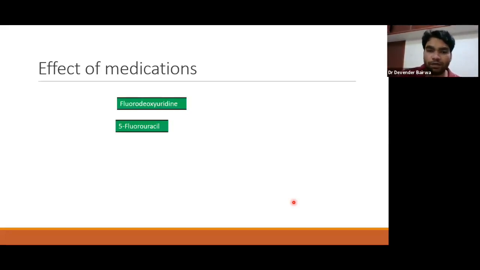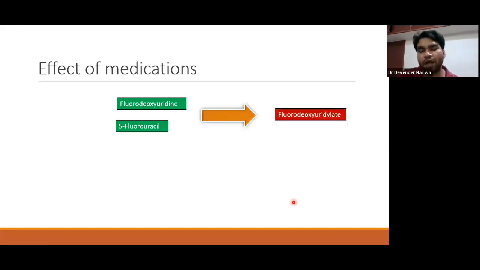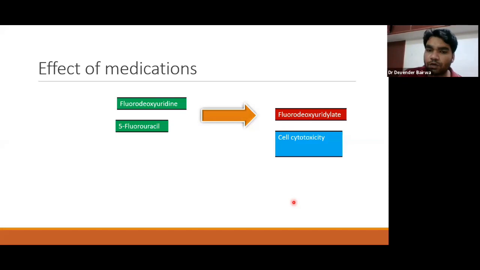Then coming to the effect of medication, many drugs actually interfere with pyrimidine metabolism, and that's how they work. Fluorodeoxyuridine and 5-fluorouracil are both anti-cancer drugs. How do they work? They are converted into fluorodeoxyuridylate, which interferes with pyrimidine metabolism, and that's how it leads to cell cytotoxicity.